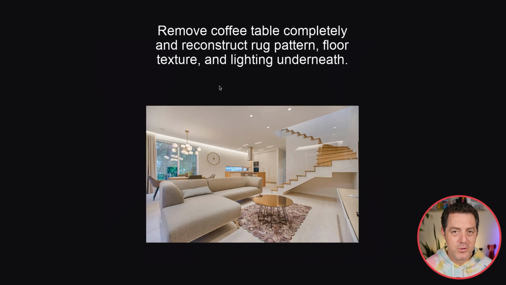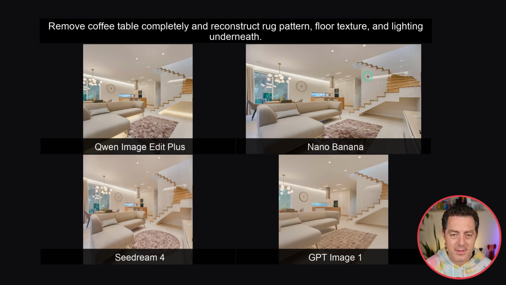All right, and very similar to object addition, now let's try to remove objects, which is probably one of the most common use cases. First, remove coffee table completely and reconstruct rug pattern, floor texture, and lighting underneath. Okay, let's take a look. All four of them actually nailed it. Now, which one looks the best? I don't actually know.